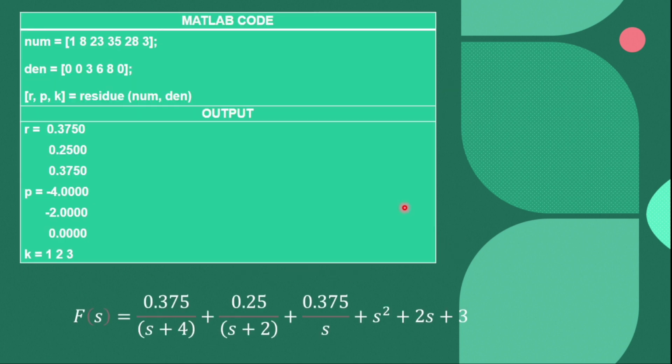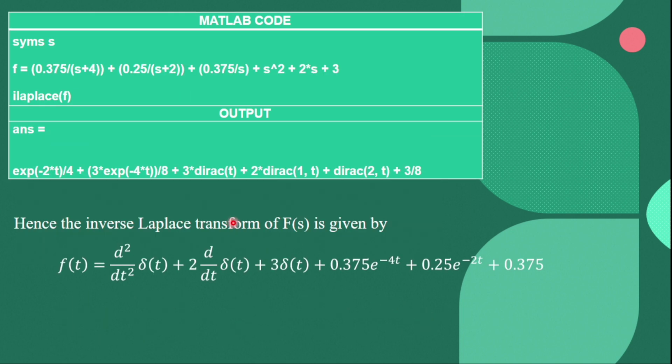Okay. So here you can see this is the MATLAB code. You already know, you have to write the numerator coefficient, denominator coefficient, then you have to write the residue. Then here you can get the partial fraction. Then you have to use the inverse Laplace formula. Just remember this command: syms. Define the variable, that is s, then write the function, then use the command ilaplace of f, and you can easily get the inverse Laplace transform of F(s).